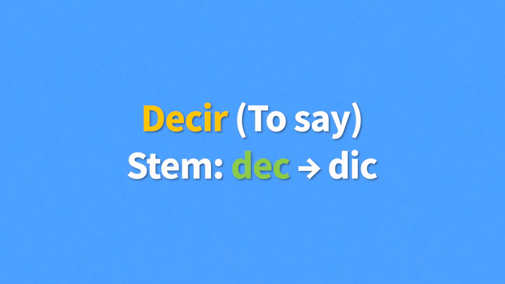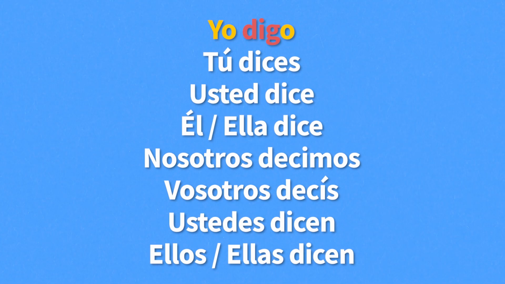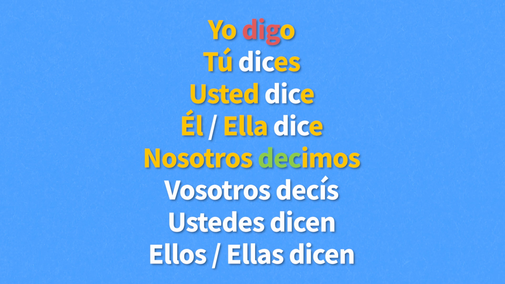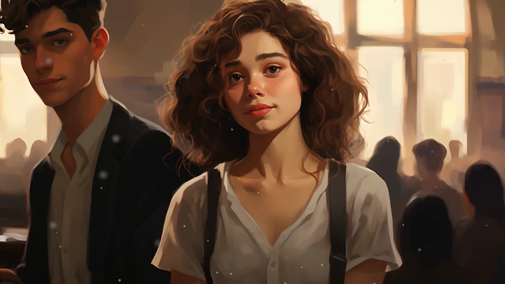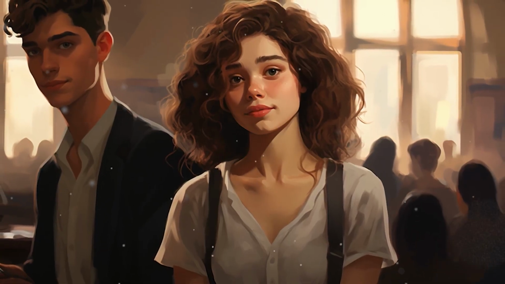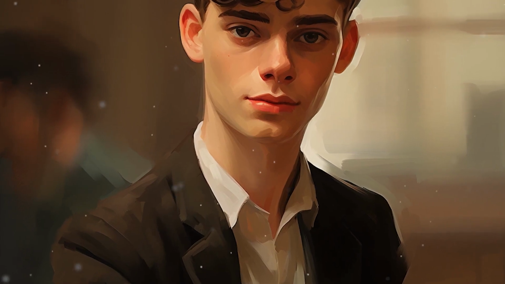Then the verb decir or to say, which is also irregular. Yo digo. Tú dices. Usted dice. Él, ella dice. Nosotros decimos. Vosotros decís. Ustedes dicen. Ellos, ellas dicen. Now that you've mastered these conjugations, let's watch a story to see AR, ER, and IR verbs in action.